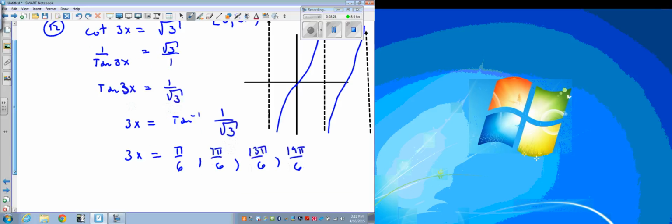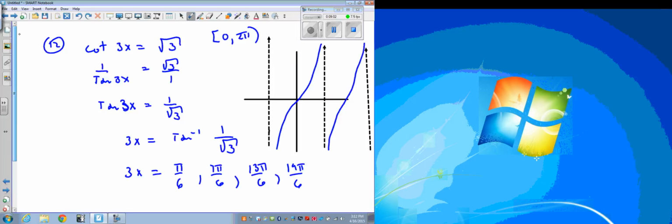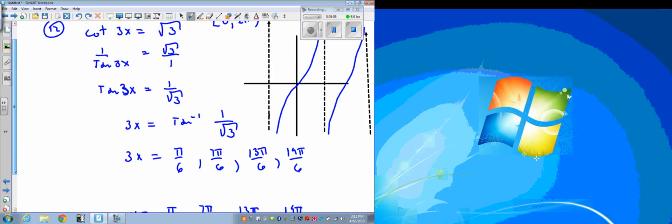So, when I get the x, see, this is going to be pi over 18, right? And this is going to be 7 pi over 18. This is going to be 13 pi over 18. And this is going to be 19 pi over 18. So I'm just slightly beyond pi, right? And I got to go out to 2 pi. So I've got to go on with this one.